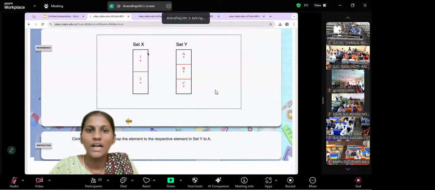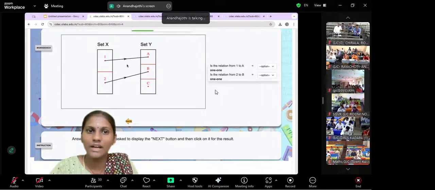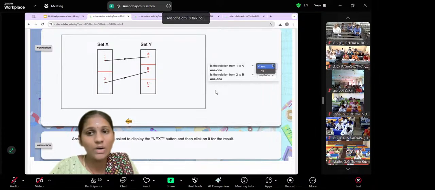So what I do, I set the number of elements in set X, and now I am going to map it to the different elements, right? See, 1 in set X is mapped to A in set Y. Similarly, 2 in set X is mapped to B in set Y. So is it 1 to 1? Yes. Each output has one input. So again, from 2 to B. Initially they asked about 1 to A. Now they are asking about 2 to B. Yes.